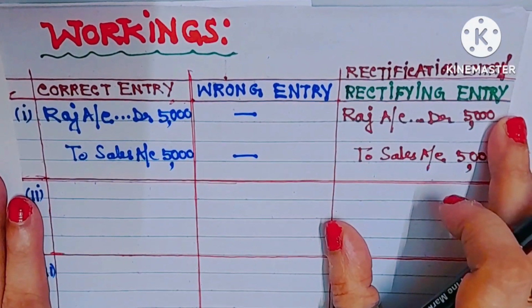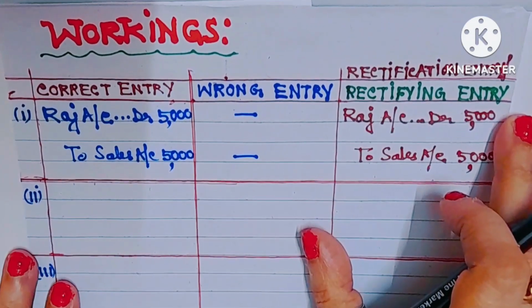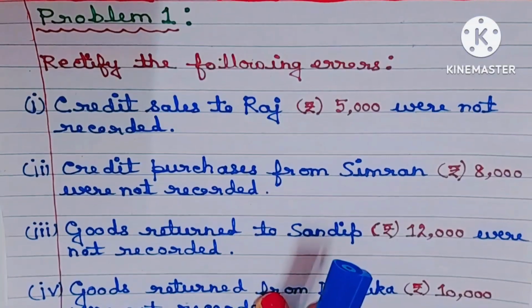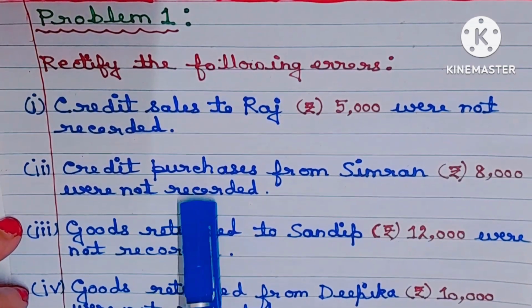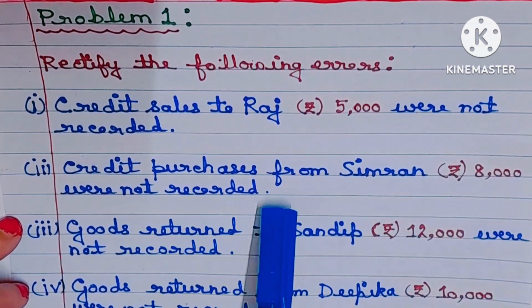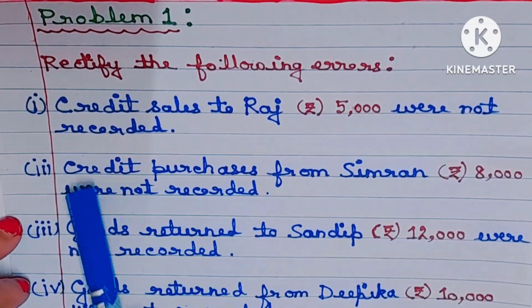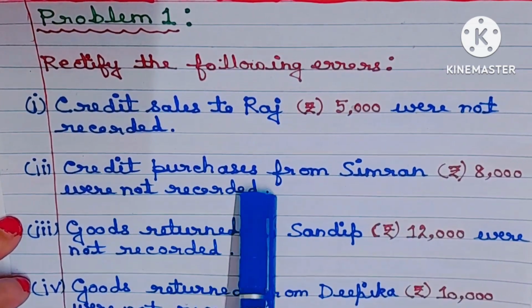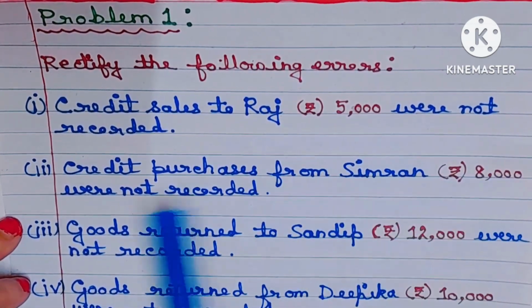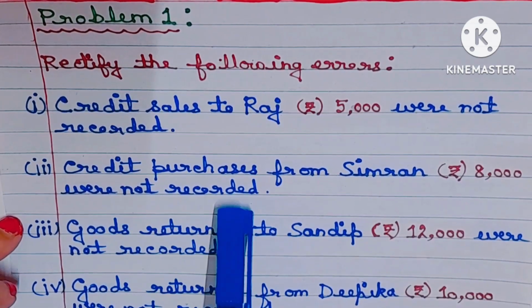Okay, that we'll do afterwards. Understood? Now let's go through the second transaction. The second transaction is credit purchase from Simran rupees 8000 were not recorded. This is the correct part: credit purchase from Simran rupees 8000. And the wrong part is were not recorded.